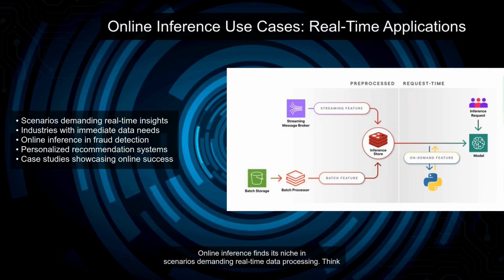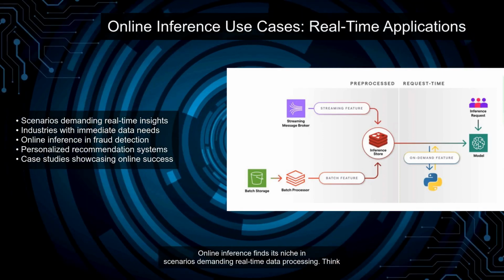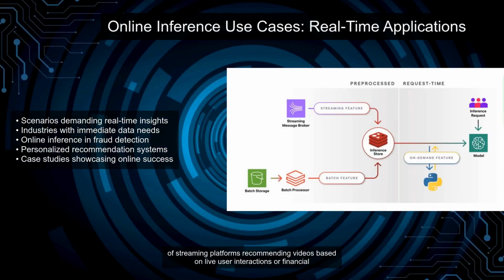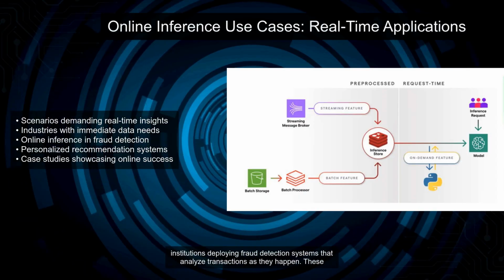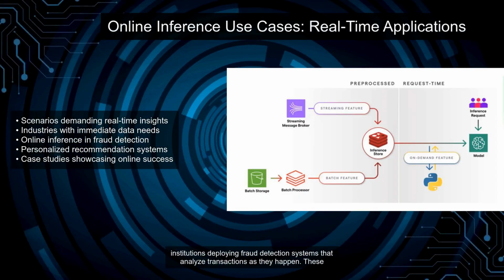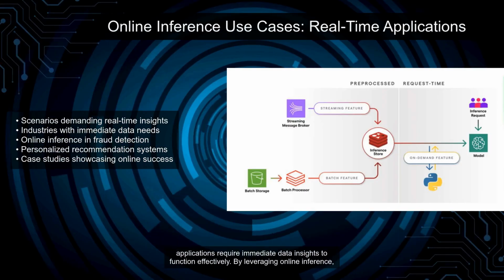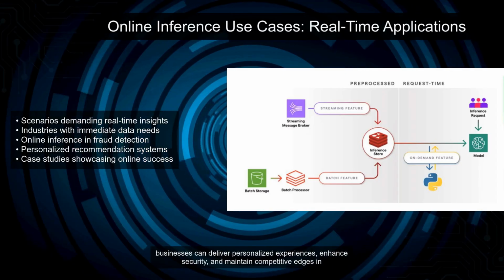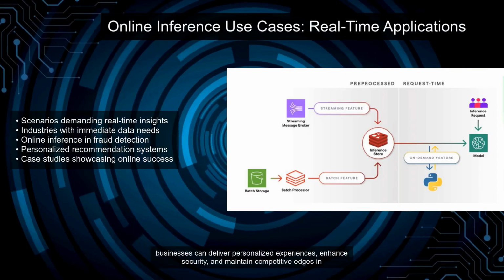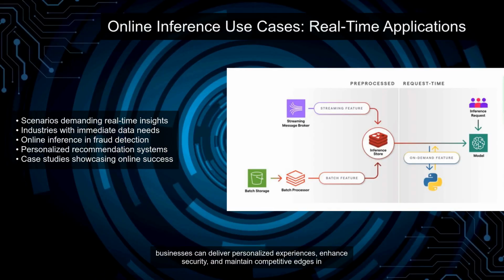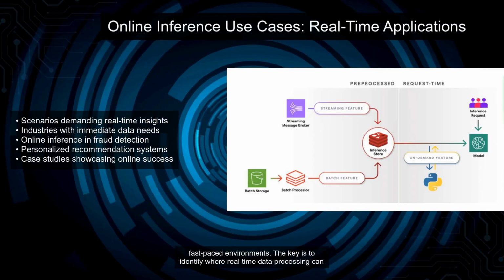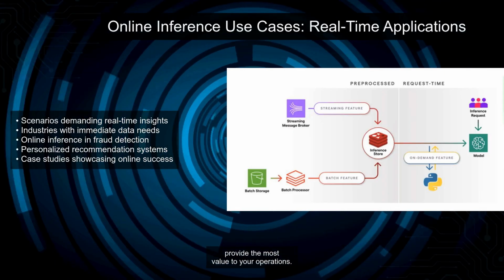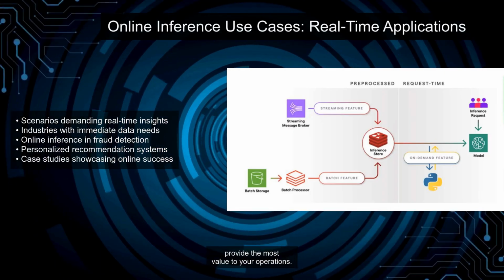Online inference finds its niche in scenarios demanding real-time data processing. Think of streaming platforms recommending videos based on live user interactions or financial institutions deploying fraud detection systems that analyze transactions as they happen. These applications require immediate data insights to function effectively. By leveraging online inference, businesses can deliver personalized experiences, enhance security, and maintain competitive edges in fast-paced environments. The key is to identify where real-time data processing can provide the most value to your operations.